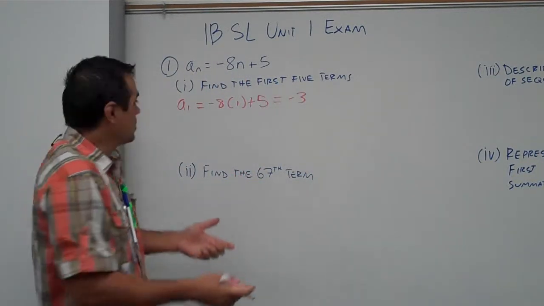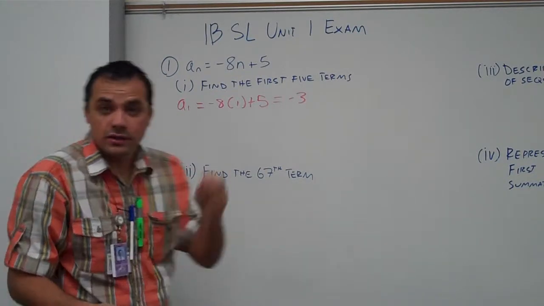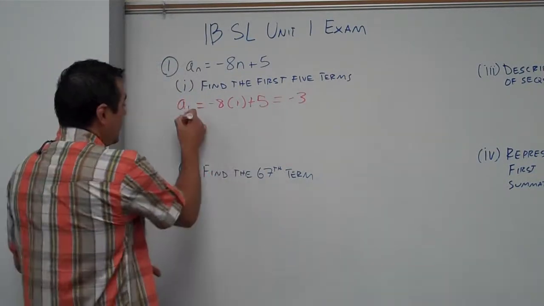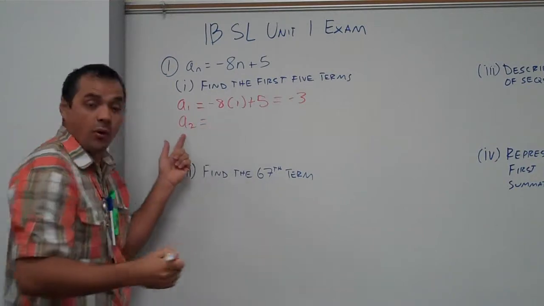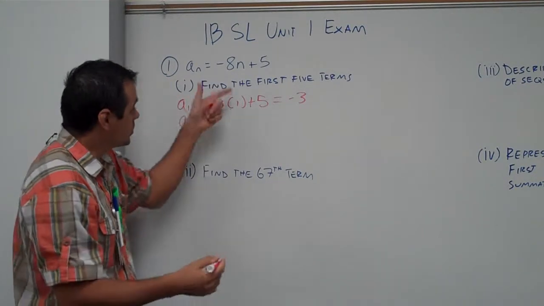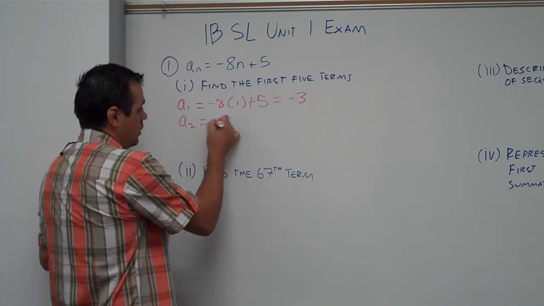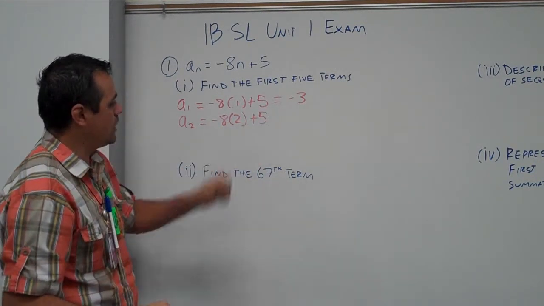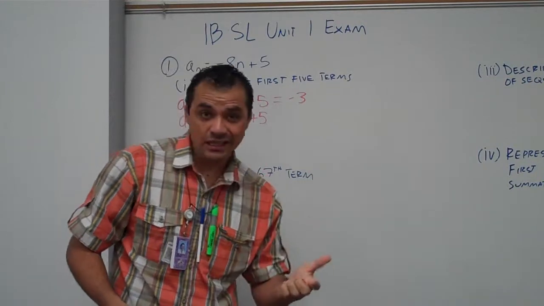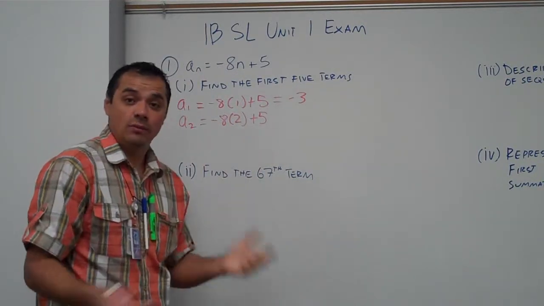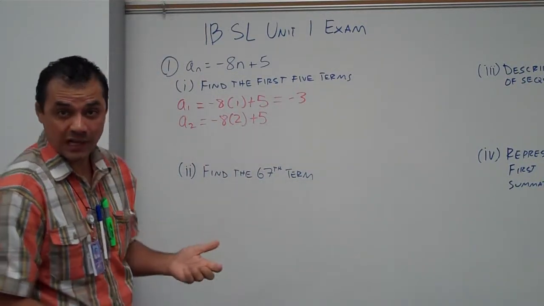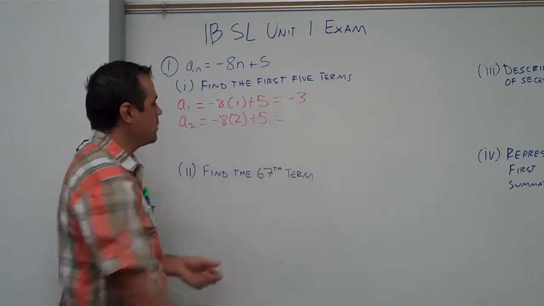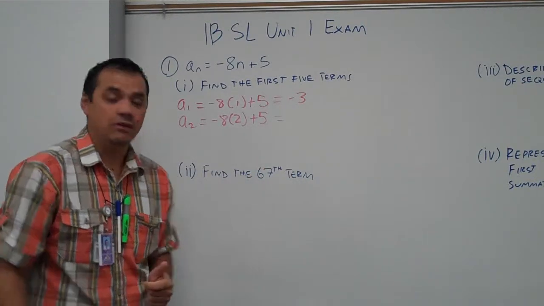If I want the second term, we do the exact same thing. We want a sub 2, which means I want my second term in the sequence. So we plug in a 2 for n. Negative 8 times 2 plus 5. Negative 8 times 2 is negative 16 plus a positive 5. Remember, with a negative and a positive you really subtract and keep the sign of the highest absolute value. So it's going to be negative 11.